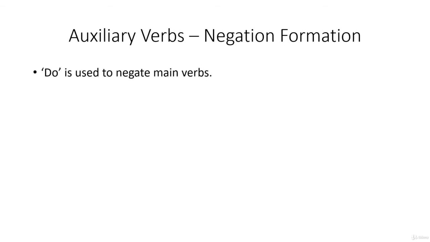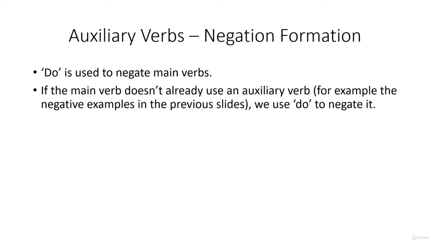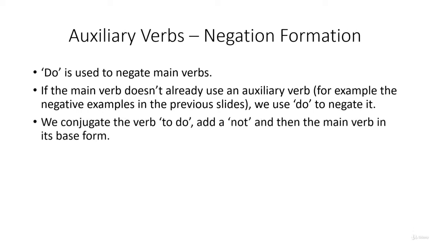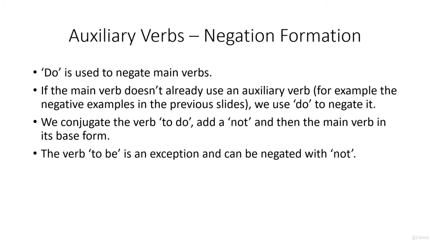And we use the verb to do to negate main verbs. So if the main verb hasn't already got an auxiliary verb with it, as we've seen in some of the previous examples, we use to do to negate it. So we conjugate the verb to do, add a not, and then add the main verb in its base form. So we don't conjugate the main verb anymore. And the verb to be, as is not a surprise to you, is an exception and can just simply be negated with not.